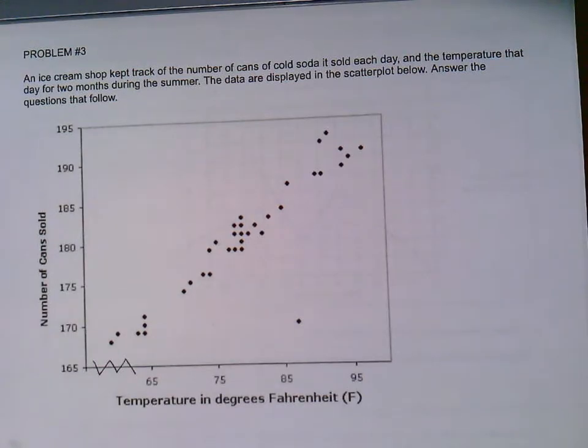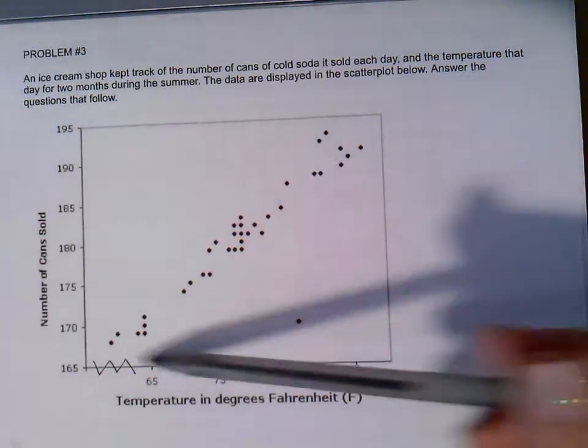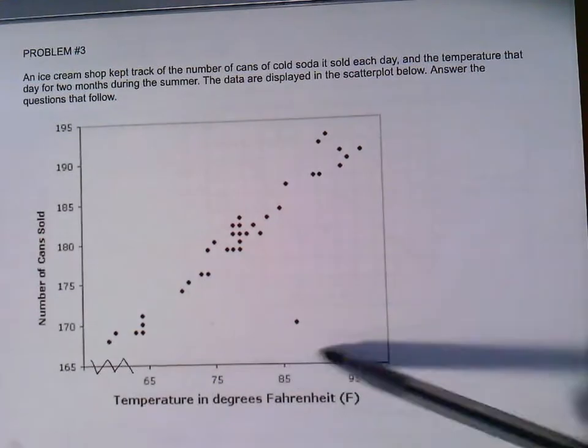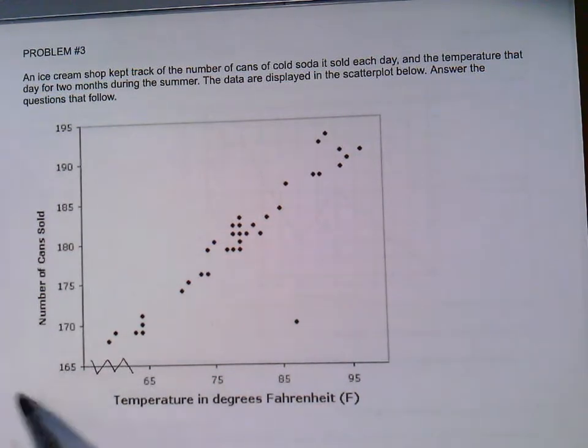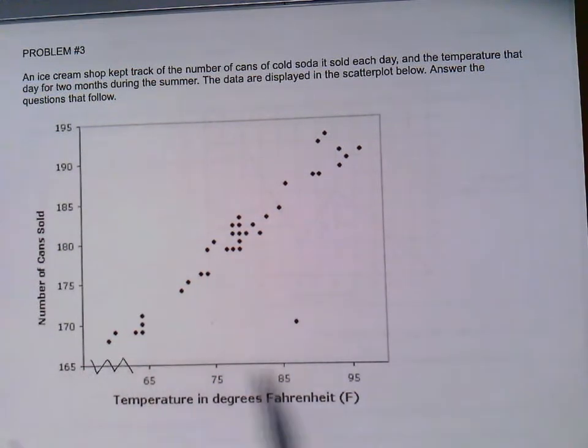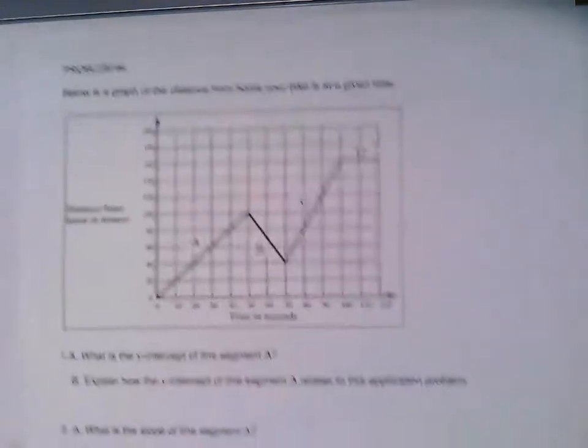What's a reasonable domain? So domain is allowable temperature. Is the temperature ever going to get up to 120 degrees? Maybe, if you're in Arizona. Is it ever going to get down to negative 30 degrees? I don't know, 30 below. I mean, pick a reasonable domain for your ice cream shop. Maybe 30 degrees, because you're going to close in the wintertime, 30 degrees up to 120 degrees if you're in Arizona, something like that. Reasonable domain, not an exact answer that they're looking for there.